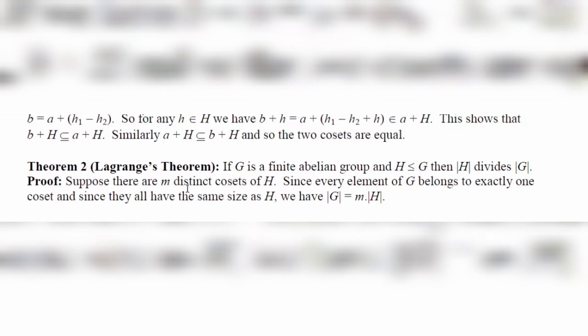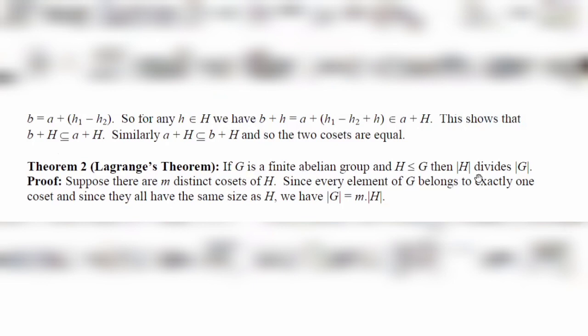Suppose that there are m distinct cosets. As we studied, a coset is formed when we have a group given to us and we add some element to it, and we get a related set, which lies in another group, which is G.